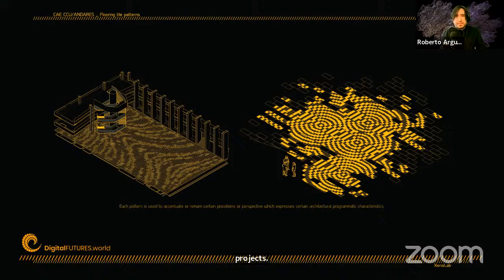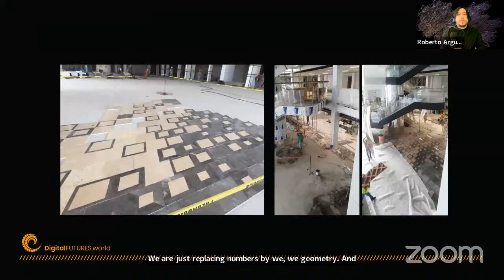The cool part of this tool is that the algorithm is not compromised with the geometry itself. It's more like a way to redistribute lists or numbers in a matrix, and we are just replacing numbers with geometry. It's very interesting how we were able to achieve the complexity that was needed and desired in the design.